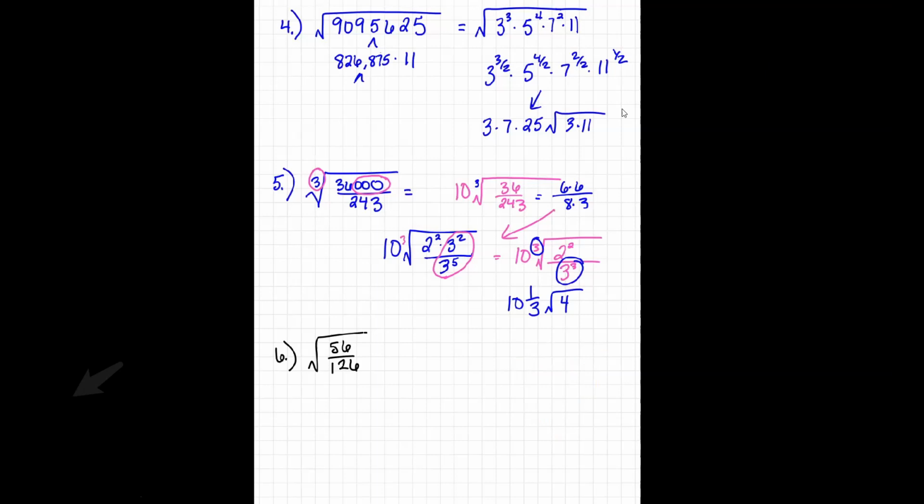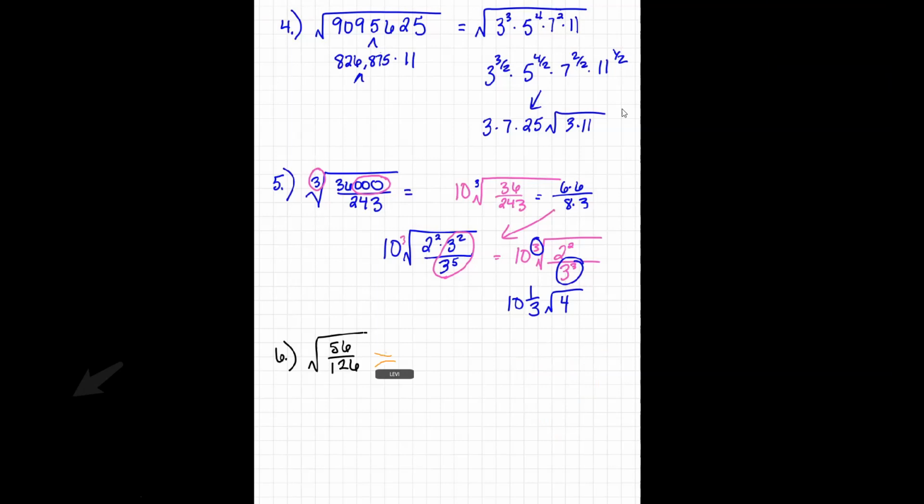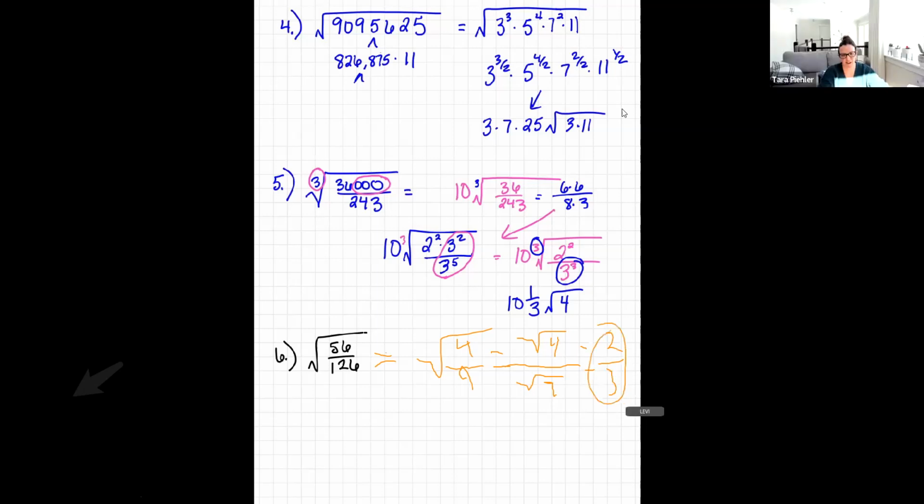I took 56 over 126 and I divided them both by 14 and got 4 over 9. The square root of 4 over 9. That definitely looks a lot better. I can equal that to the square root of 4 over the square root of 9. That's right. The square root of 4 is 2 and the square root of 9 is 3. So it's just 2/3. I love the trick.